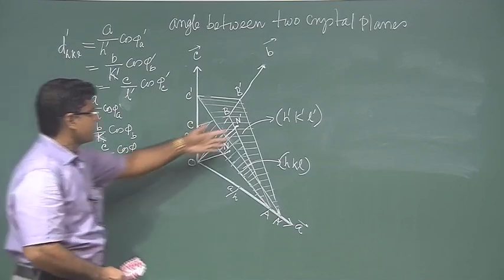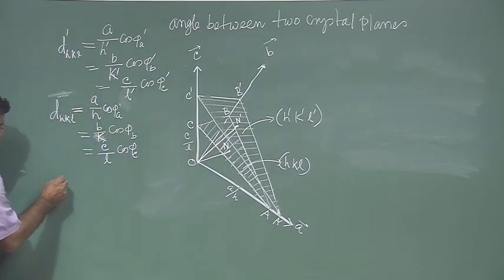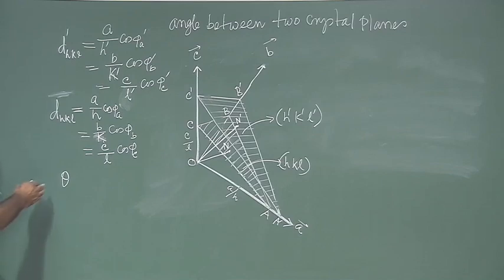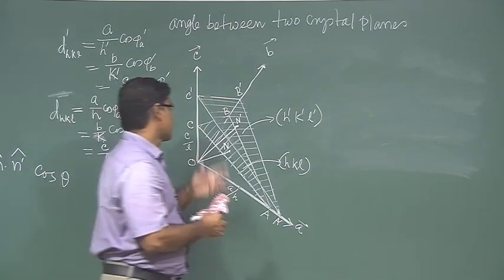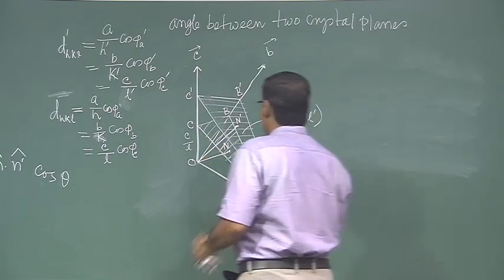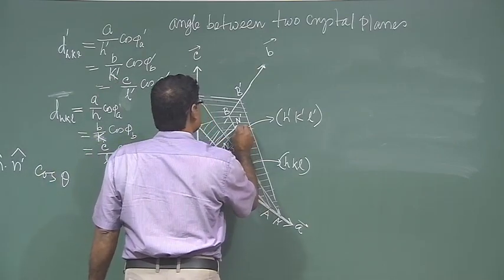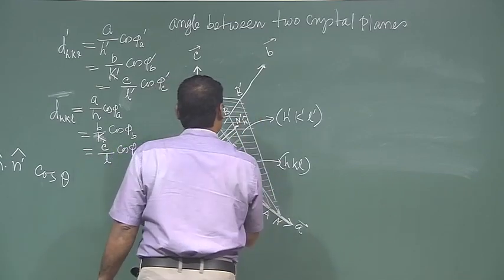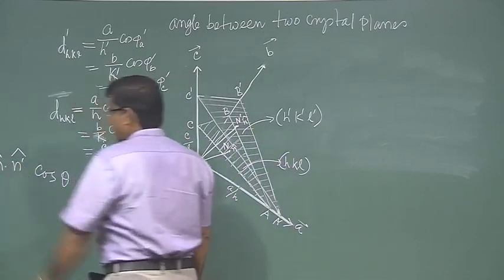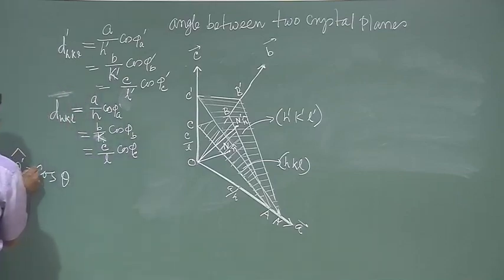So, the angle between these two planes, let it be theta. So, you will get cos theta. If you take the dot product of the unit vectors of these two, O n and O n dash, where this normal direction is n and the other normal direction is n dash, then the dot product of these two unit vectors will give you cos theta.